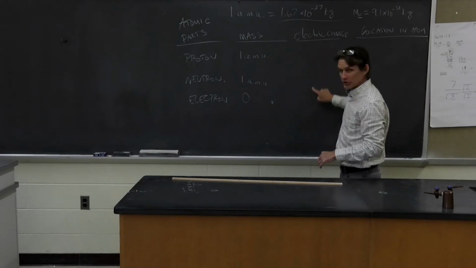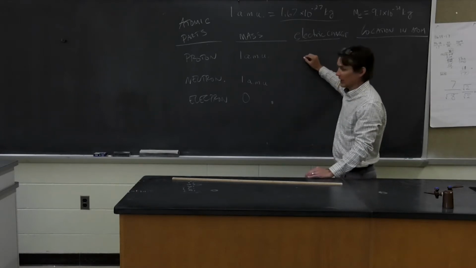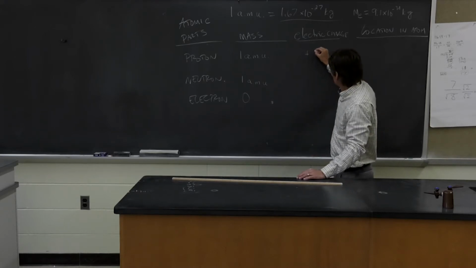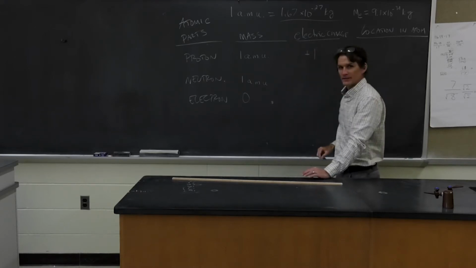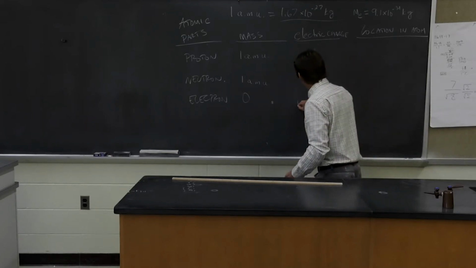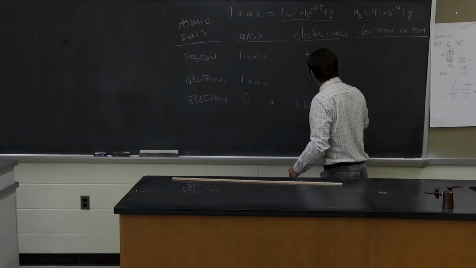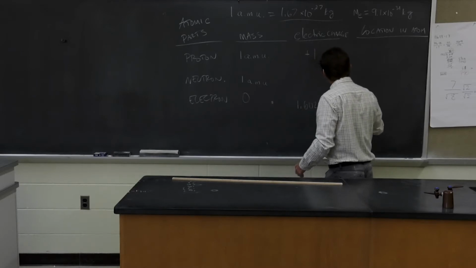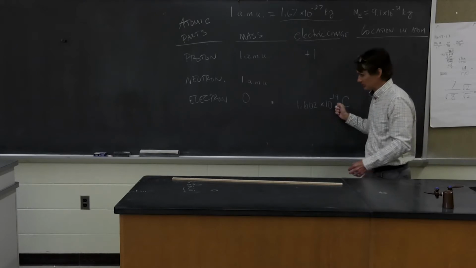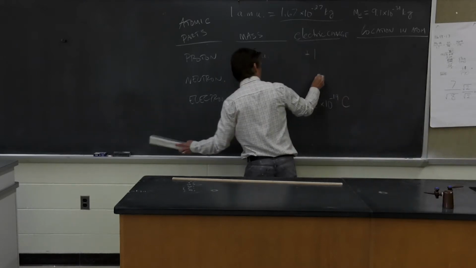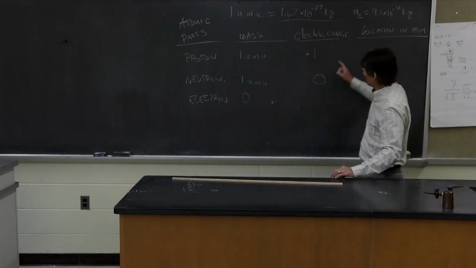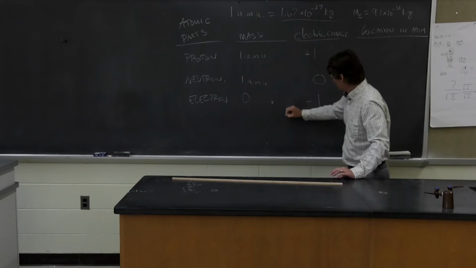The electric charge of these particles: the proton, which begins with P, is positive, which begins with P. It has a charge of positive 1. These are elementary charge units. What is that charge? Well, that's 1.602 times 10 to the minus 19 coulombs, where coulomb is your unit of charge. Very tiny charge. The neutron is neutral. It has no charge. And the electron has an electric charge of -1.